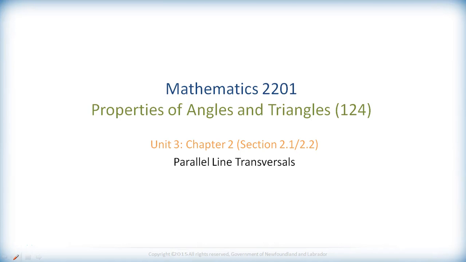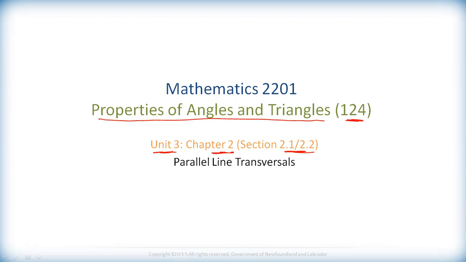Alrighty folks, so we're into our last unit now, finally. Properties of angles and triangles. So this is the last unit in the course. By the way, the curriculum guide was originally written, it's Unit 3, and it's Chapter 2 of your textbook. We're going to start with sections 2.1 and 2.2.